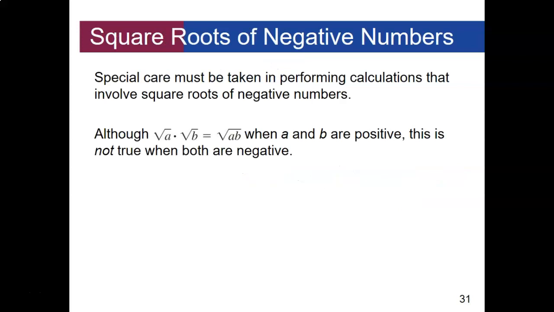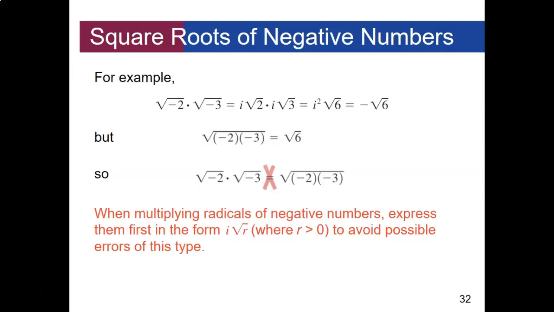Okay, we have to be very careful when we're doing problems that involve square roots of negative numbers. So I want to show you the reason for that. If we look at this problem here, the correct way to do this problem would be to take the negative out as an i on each of these before we multiply. So it's very important that you do this step first.